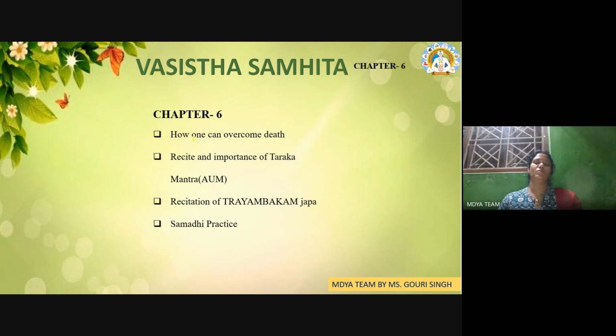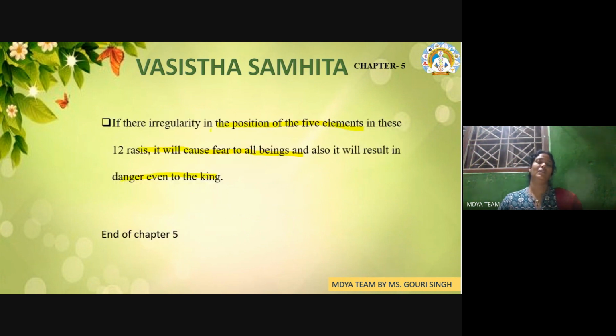In chapter 6, Vasistha links the breath with the rasis and grahas. That means, according to Vasistha, one can know the time of death because of doing dhyana yoga. And the rasis and grahas also have an impact on the person who is doing dhyana yoga. Through that only, you can also know.